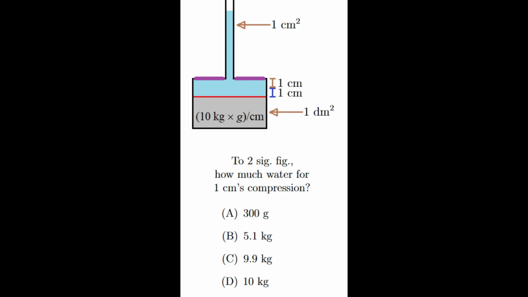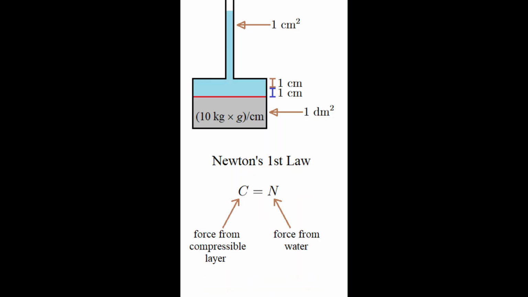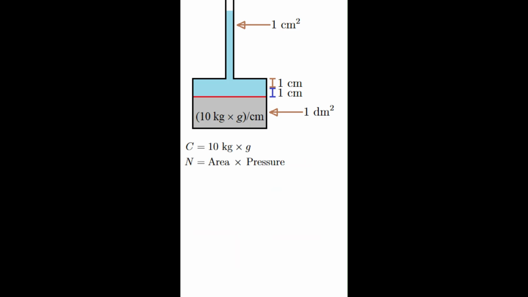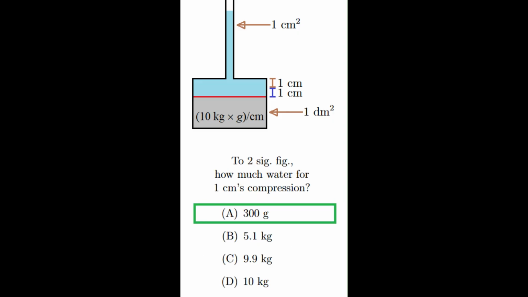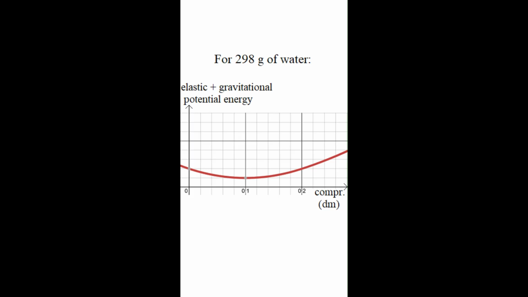Note that these parts of the container are pushing down on the water, since if they weren't present, then water would flow out. So the answer is less than 10 kilograms. By Newton's first law, the force exerted on the lower inner surface by the compressible layer balances out the force exerted on it by the water. The former is equal to 10 kilograms weight, and the latter is equal to the area times the water pressure, and the water pressure itself is given by the formula ρgh. So we get this expression. Equating the two forces gives the value of h and hence the volume of water, leading to the answer A. And indeed, with 298 grams of water, the amount of compression that minimizes the total potential energy of the system is 1 centimetre.